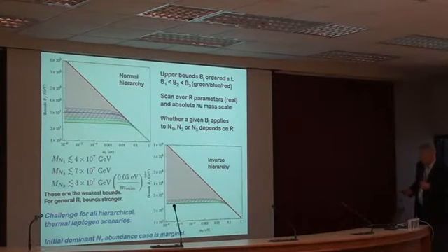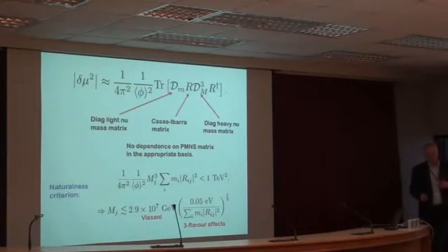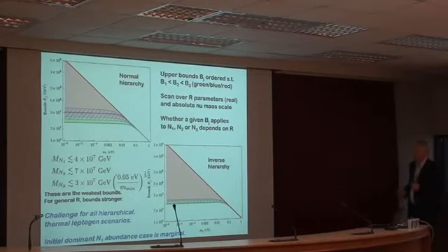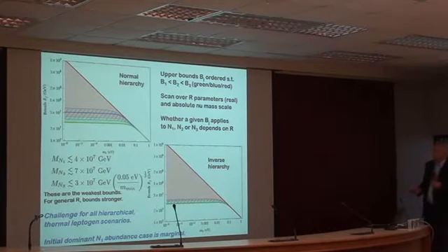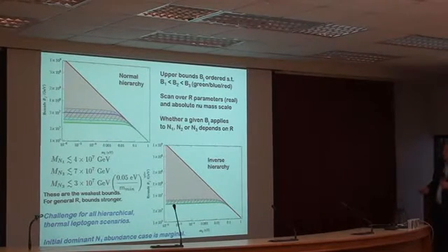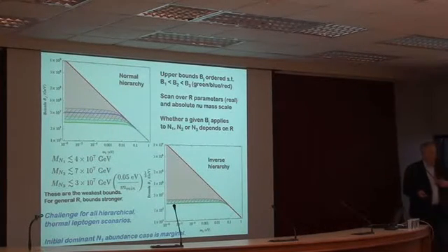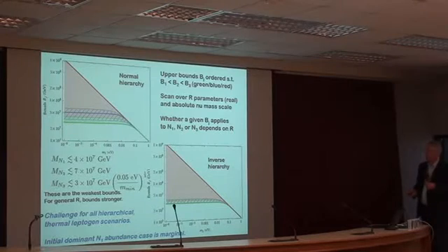And we were wondering if there was any room to have successful thermal leptogenesis of some sort, hierarchical thermal leptogenesis, without violating naturalness, and the answer was no. Whatever you did, however you wiggled around in the parameter space, you always got upper bounds that were comfortably below the lower bound that you need for leptogenesis.